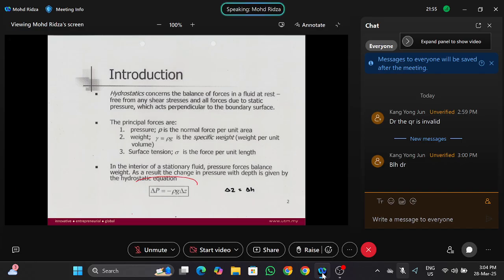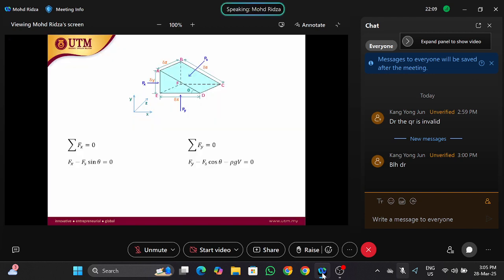Here, the change of pressure as you go deeper is equal to rho g times the change of elevation. Right? As you go deeper, the pressure will increase. And this one, if you remember, we derived it together. We have a prism there, and then we have pressure in the S direction, pressure in the X direction, and pressure in the Y direction.